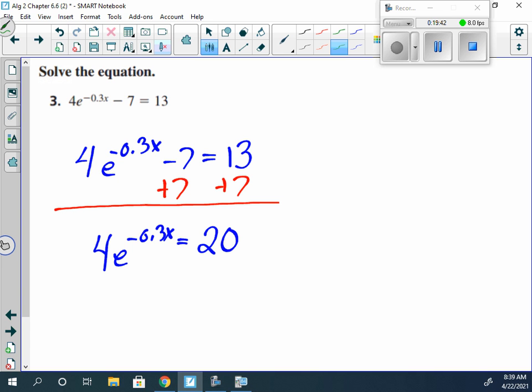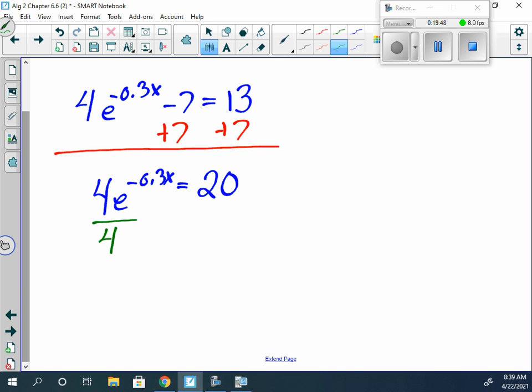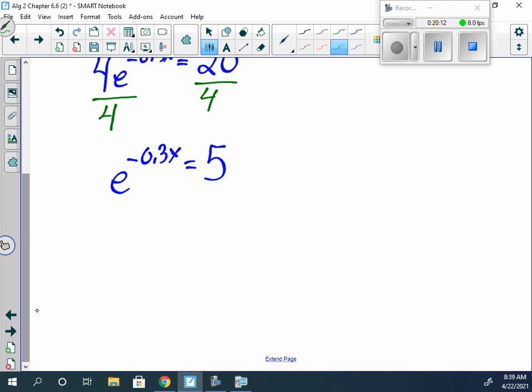What's the next easiest thing to move? Dividing both sides by 4. Because that would leave us with e to the -0.3x is equal to 5. Then we're going to put ln into both sides. Because once we get e by itself, we can take ln of e to the negative 0.3x is equal to ln of 5.